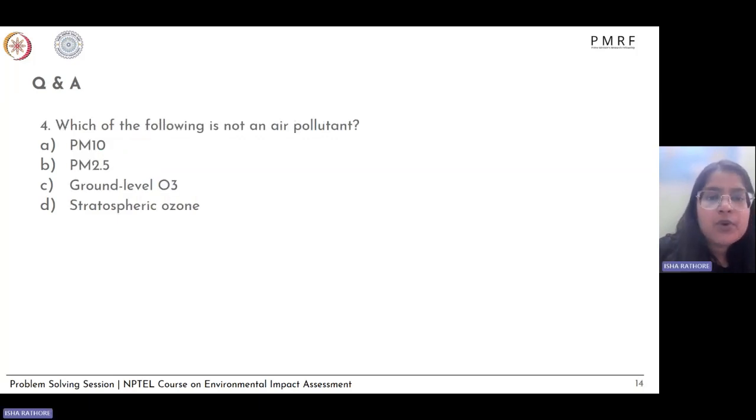The next question is which of the following is not an air pollutant? A, PM10, B, PM2.5, C, ground level ozone, or D, stratospheric ozone. Okay, so the correct answer is D, that is stratospheric ozone, which is not an air pollutant. Whereas A, B, and C, that is particulate matter 10, particulate matter 2.5, and ground level ozone are all air pollutants. So the correct answer is D, that is stratospheric ozone is not an air pollutant.